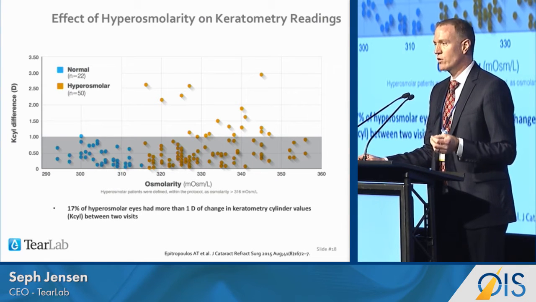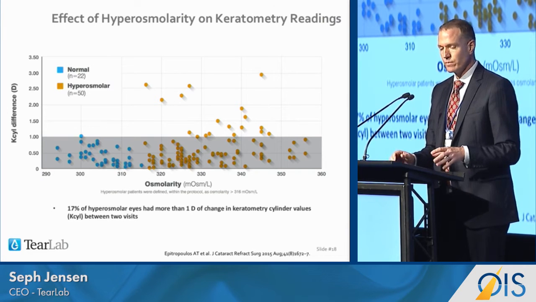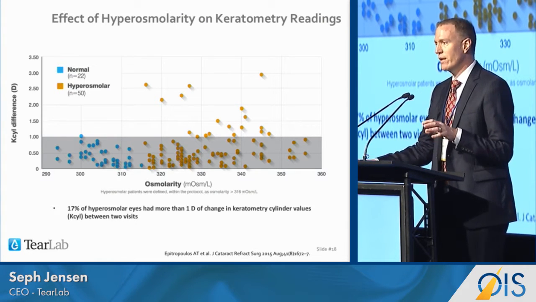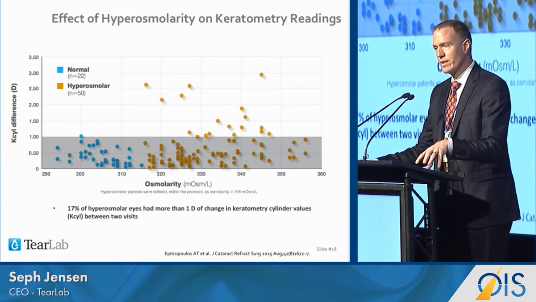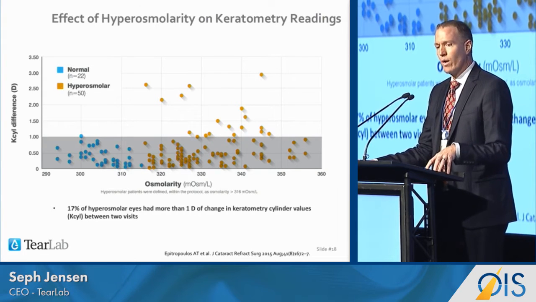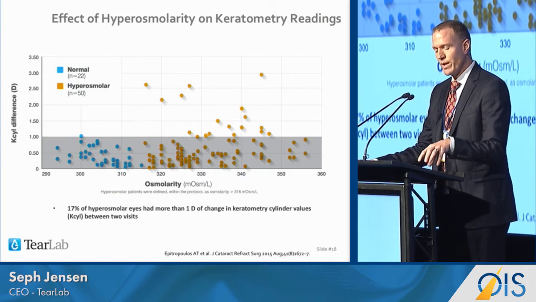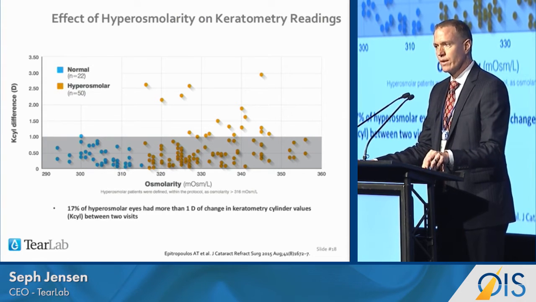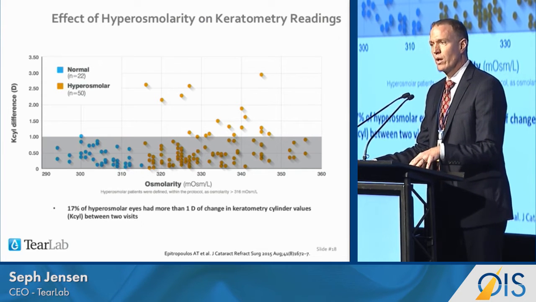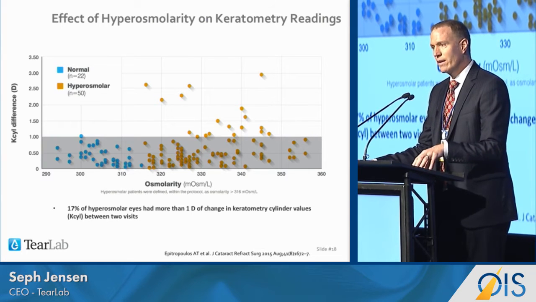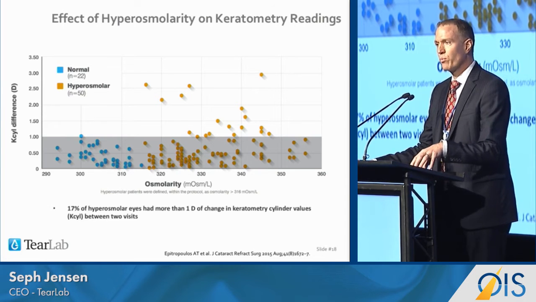Well, here's a study that was done by Dr. Epitropoulos, and what they did was look at the average K values between two visits. What they found was when patients had normal levels of osmolarity, the readings were very consistent and very similar, as evidenced by the tight grouping on those blue dots. However, when the patients were hyperosmolar, 17% of the time, those readings had a greater than 1 diopter difference. There's two important points here. This was consistent, not just in the severe group, but also in the mild and moderate. And these patients, 2/3 of the time, required having their IOL power changed before proceeding to surgery.